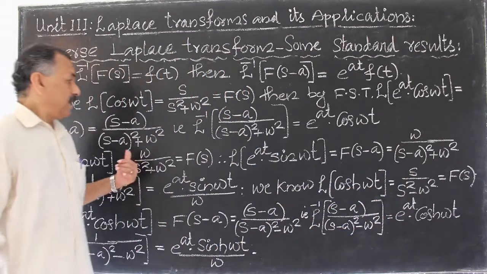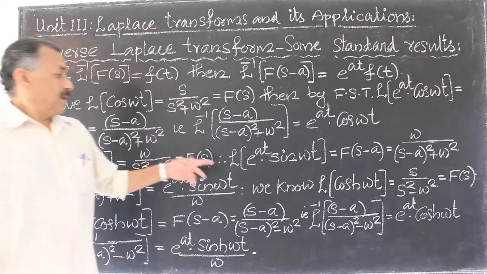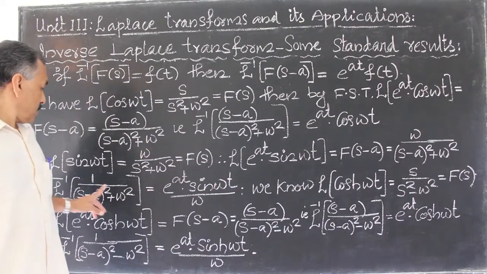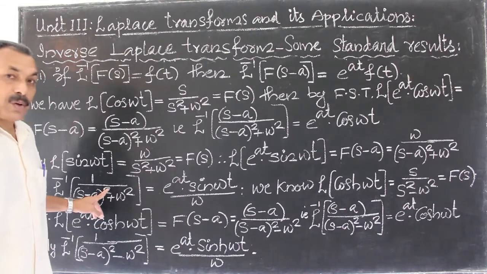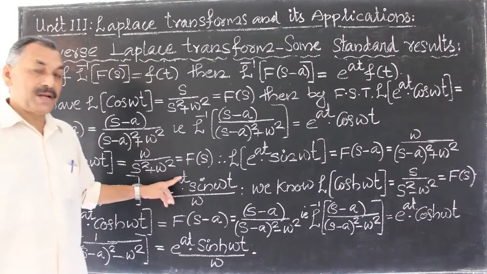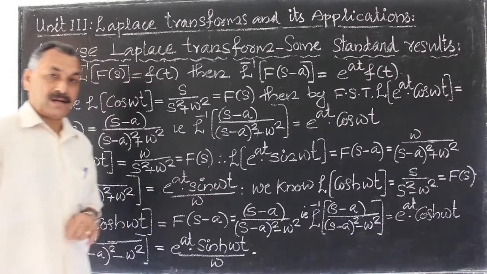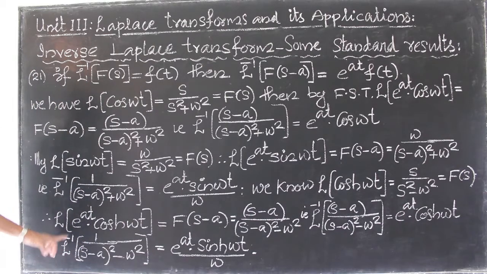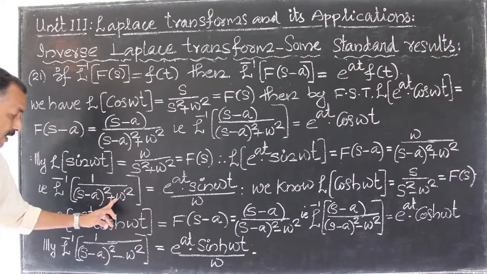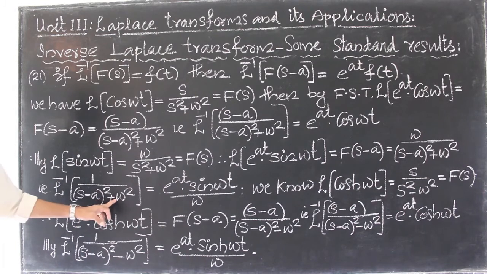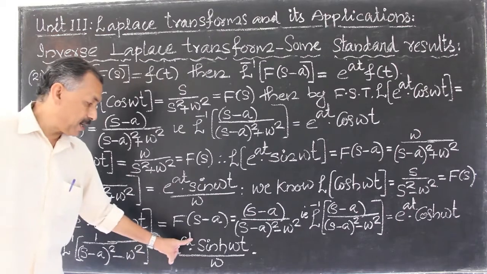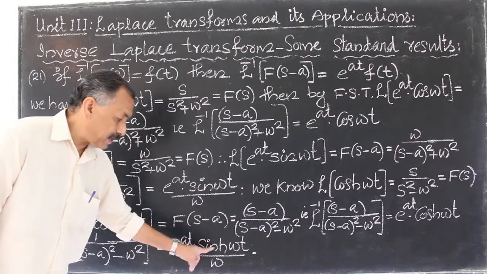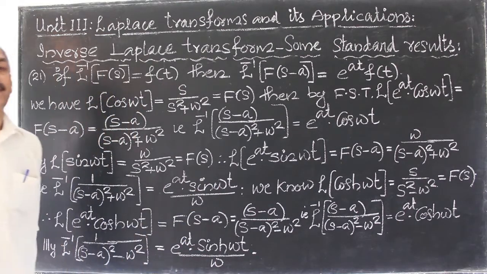Similarly, what is L inverse of this value? L inverse of 1 divided by s minus a square plus omega square is equal to e raised to at into sin omega t by omega. അത് sin h at കൊടുക്കുകയാണെങ്കിൽ L inverse of 1 divided by s minus a square minus omega square, and cos h at, sin h at denominator negative ആയിരിക്കും, is equal to e raised to at, sin omega t ക്ക് പകരം sin h omega t divided by omega.